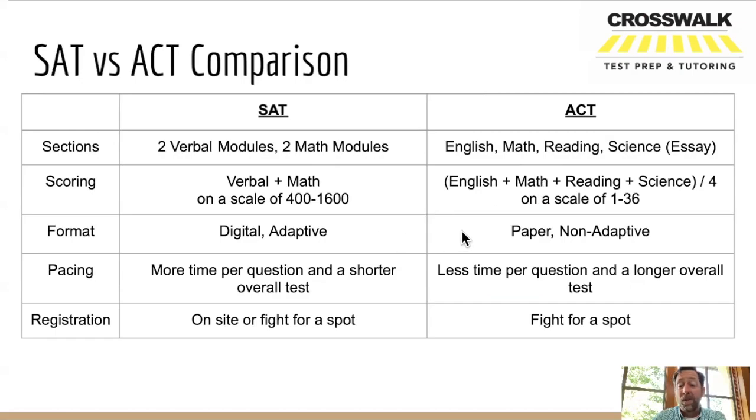Format's obviously a significant difference, particularly now the SAT, as of 2024, is rolling out with a digital test that's adaptive. Adaptive meaning you're on a computer, and if you get an easy question correct, you'll get a harder question to follow. And over the course of the test, you'll land in a place where they think you'll score. Versus the ACT, which is the old-fashioned paper, non-adaptive.